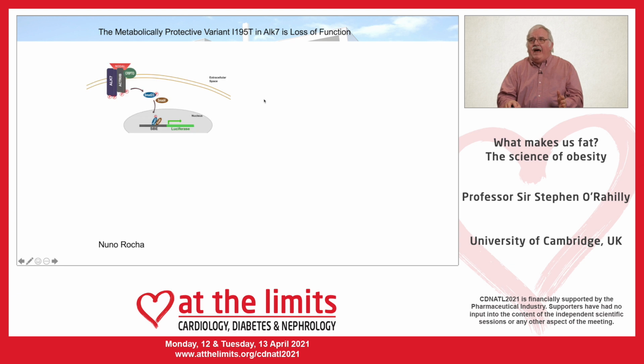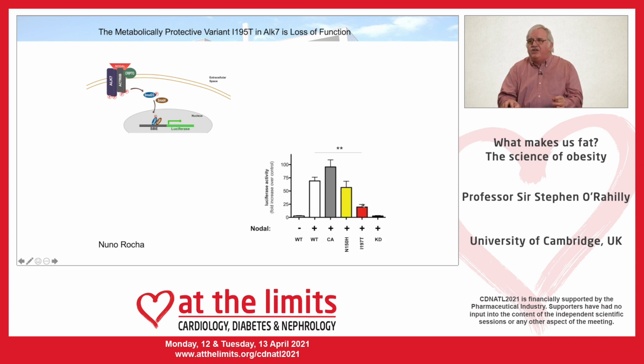And Nuno Rocha in the lab, a really talented postdoc, created a system that allows us to study this variant. And what Nuno found is that this mutation causes a severe defect in signaling function, in red here, compared to the wild type or constitutively active ALK7. Now, this sounds very techy, but what it basically says is that if we developed an ALK7 inhibitor, we may allow safe expansion of fat mass, and therefore protect against the metabolic consequences of overnutrition.